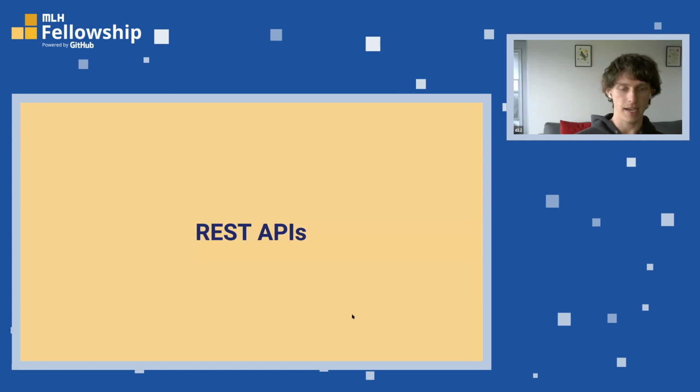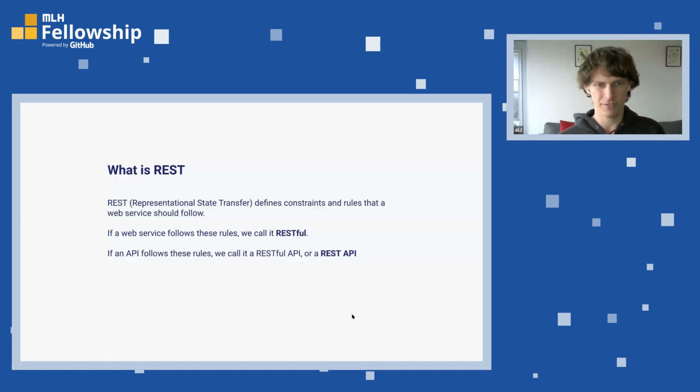Now, moving on to REST APIs. Not all APIs are REST APIs, for one. REST, which stands for Representational State Transfer, really just defines some constraints and rules that a web service should follow, which is kind of confusing. But if a web service follows these rules, we call it RESTful. And if an API follows these rules, we call it a REST API. So that's all REST really is. We have rules. If we follow the rules, we are RESTful.